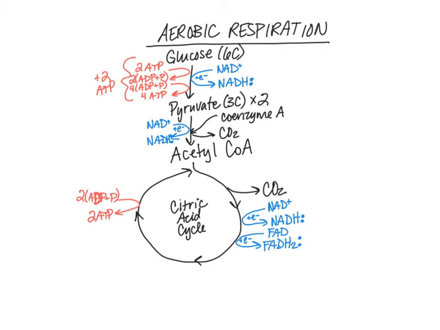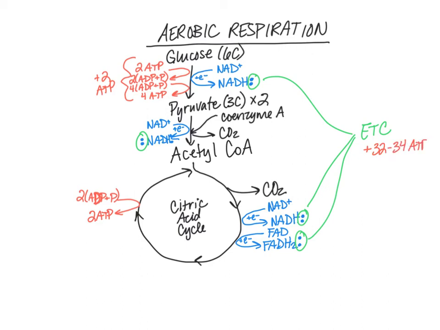Now remember that the electrons picked up by NAD plus and FAD to form NADH and FADH2 all go to the electron transport chain, which allows for oxidative phosphorylation to happen through chemiosmosis. So with these electrons going through the electron transport chain, we end up making an additional roughly 32 to 34 ATP. So once again, the conversion of glucose to pyruvate is known as glycolysis. The conversion of pyruvate to acetyl-CoA is known as the oxidation of pyruvate.